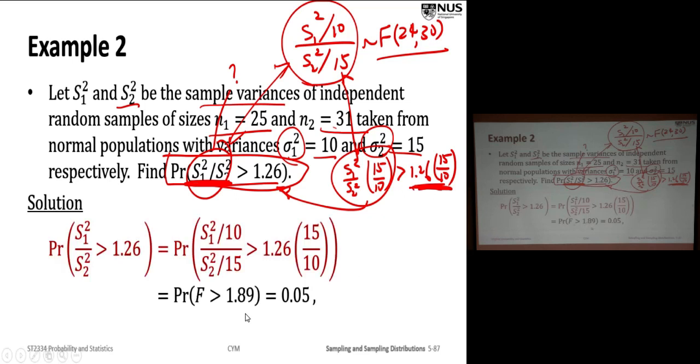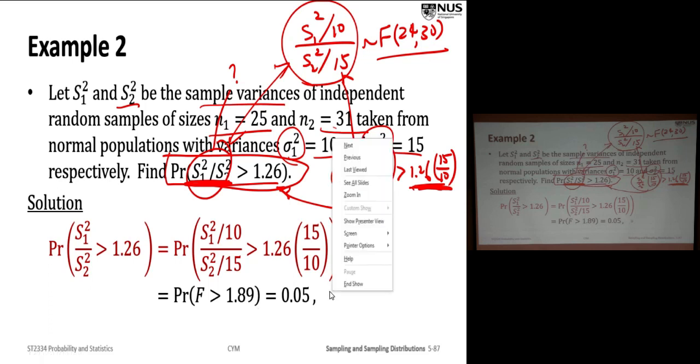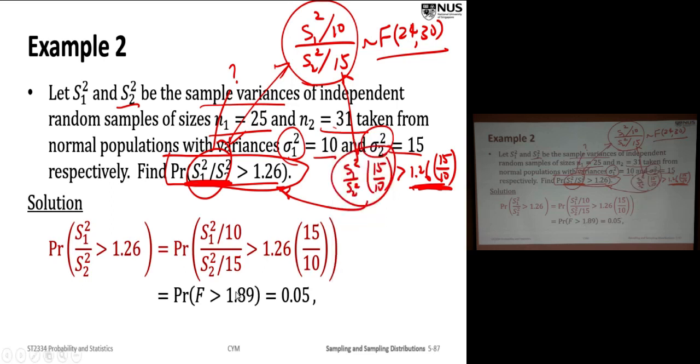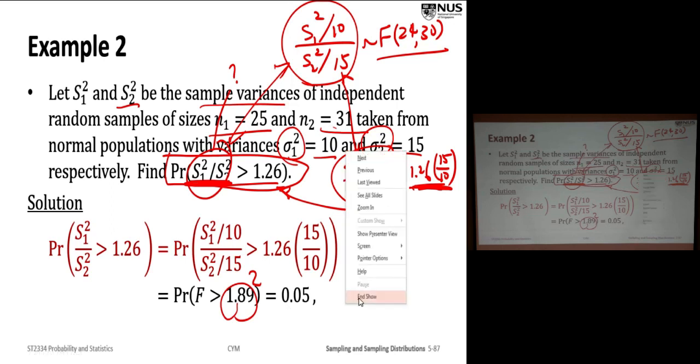So I go and look for my table. This one I purposely did. This number is 5%. But what happens? Suppose this one is not 1.89, but instead 2. So what is the probability? F with 24 and 30. So now let me look at my table.